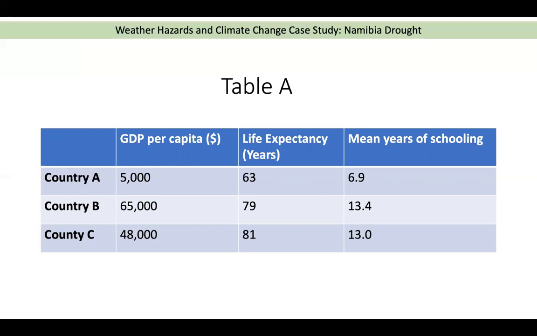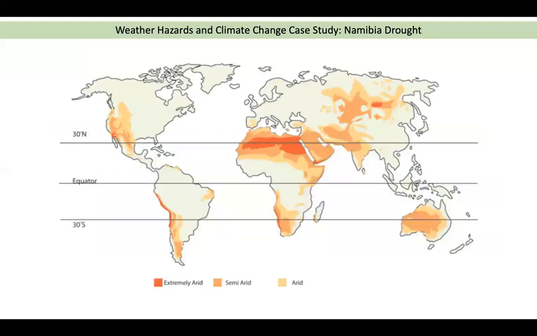Okay, so everyone hopefully has country A. It has the lowest GDP per capita, significantly lower than the other 2 countries. Country B is the USA, country C is the UK. It also has a slightly lower life expectancy, and the mean years of schooling is around half of what it is in the other 2 countries. So all this evidence suggests that Namibia is country A because we know it's a developing country.